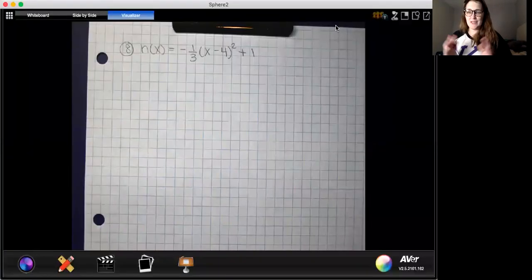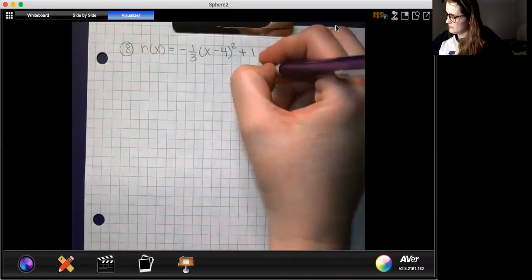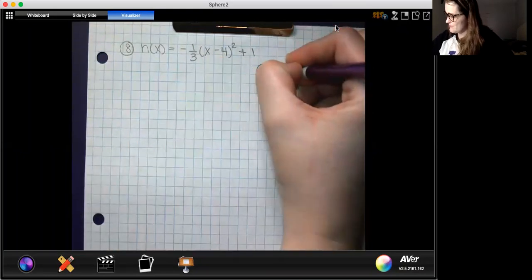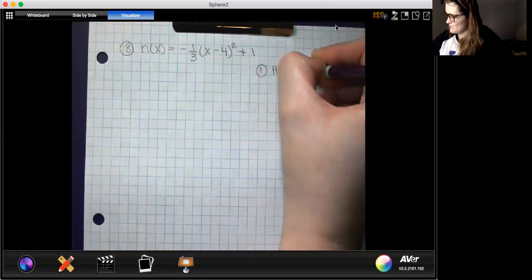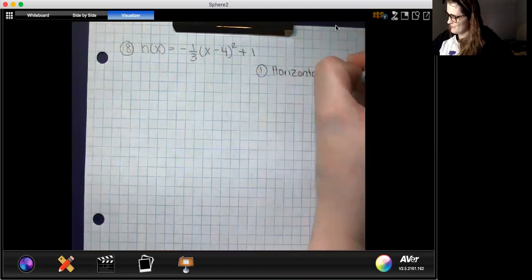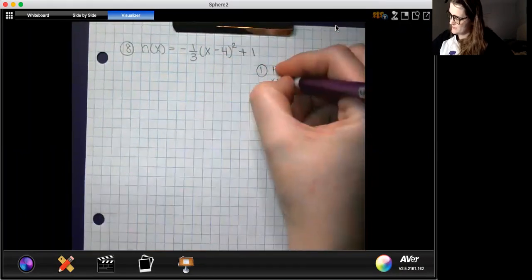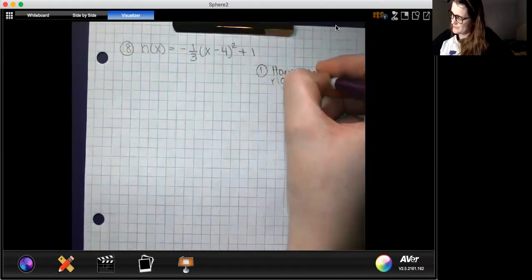Okay, so let's talk about how we would go through this as a normal way without the axes already done. I would start by doing the transformations first, because the transformations tell me what's happening with my grid. So number 1, my first transformation is a horizontal translation. And this one is going to the right 4 units.